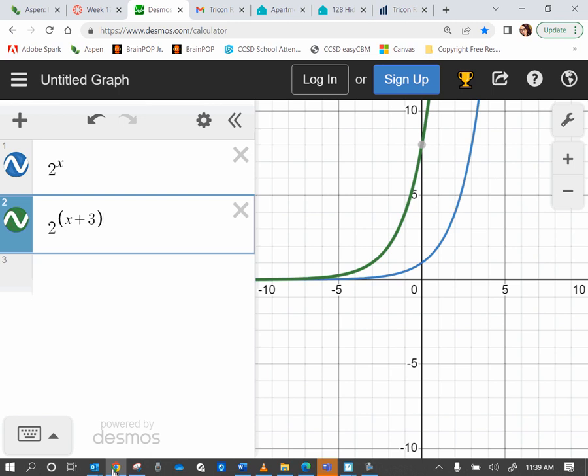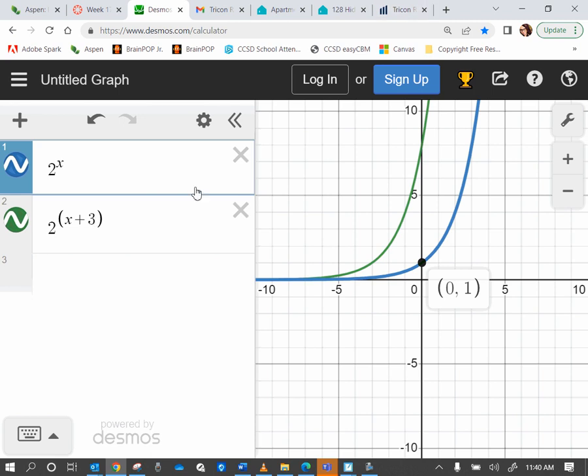Let's say this is a point, this is 0, 1. And this is the point negative 3, 1. So we went to the left 3 units. And that's what this means up here. When you have a number with the x in the exponent, it's opposite of what you would think. So plus means you're going left. If you subtract a number, you're going right.